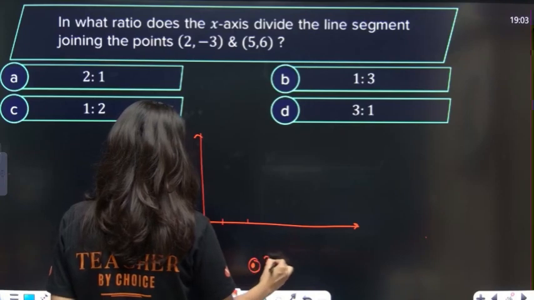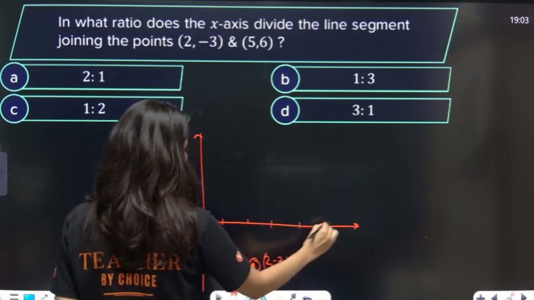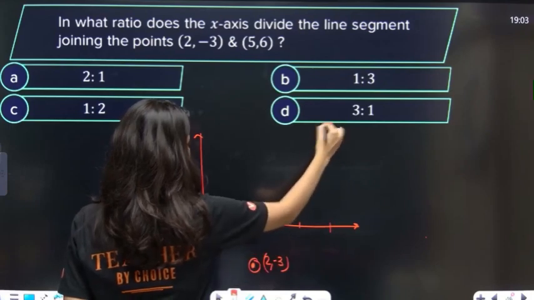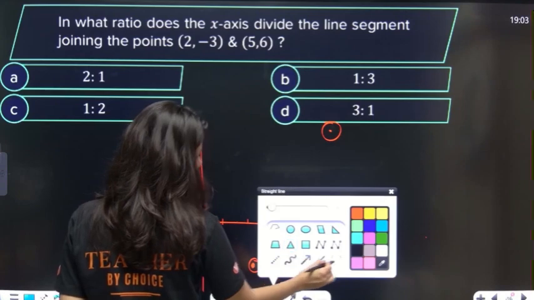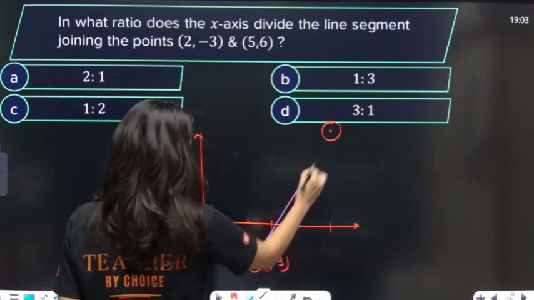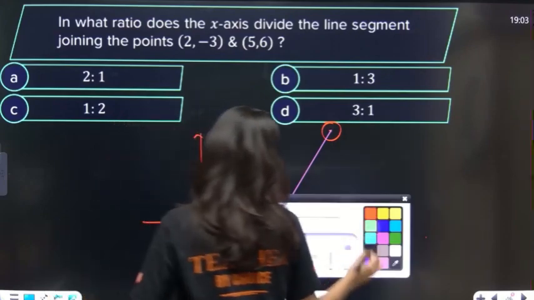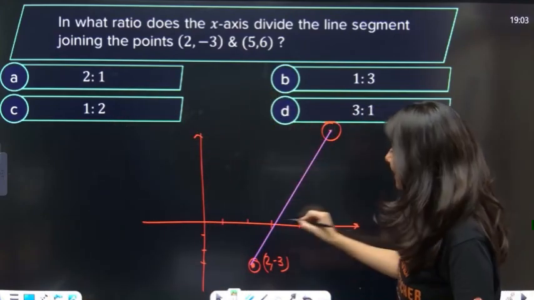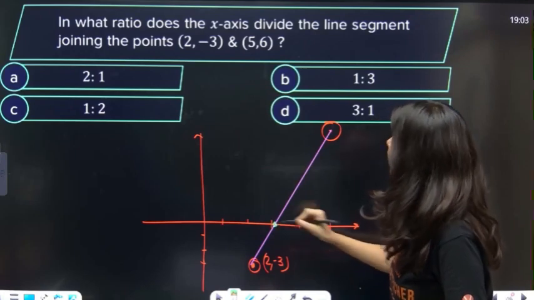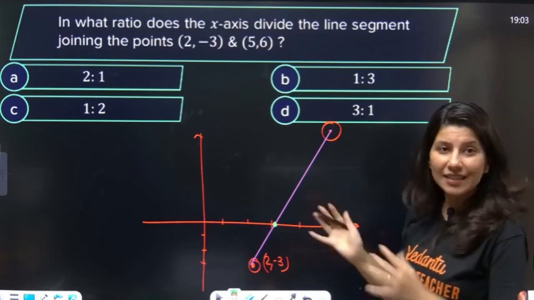2 comma minus 3. And 5 comma 6. 1, 2, 3, 4, 5. 5 comma 6 will lie over here. And if I draw a line over here, it will look like this. As per the question, in what ratio does the x-axis divide the line segment joining these 2 points?